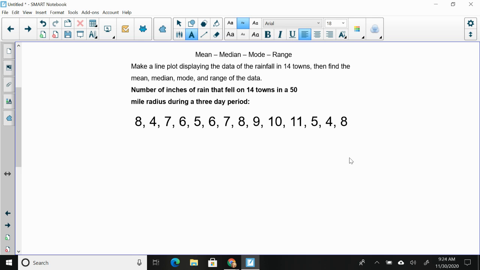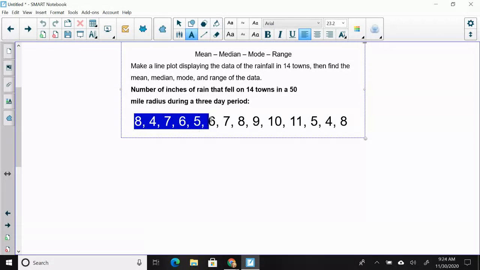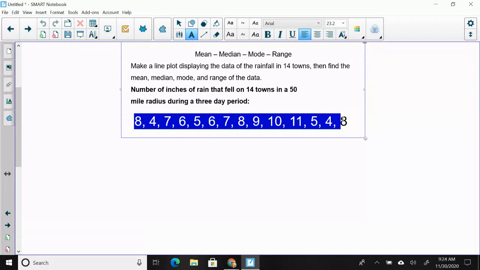Okay, so we are going to use this data to make a line plot of how many inches of rain fell in 14 towns over a 3-day period. Okay, so these numbers right here represent each of the 14 towns that the rainfall was measured in.